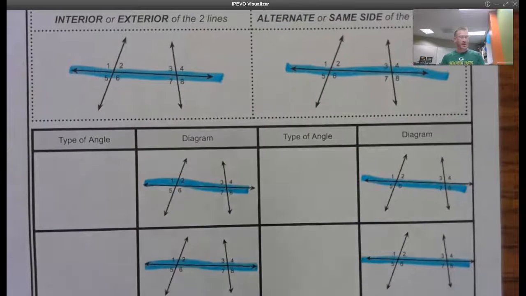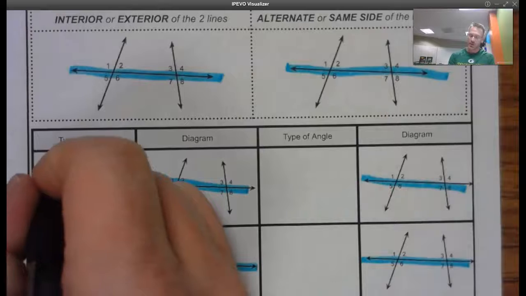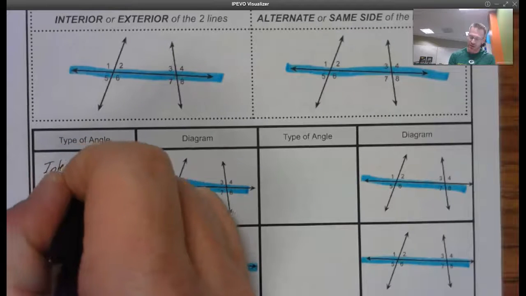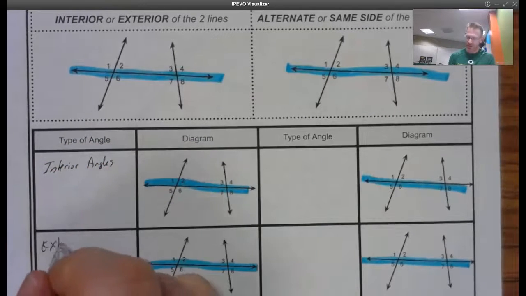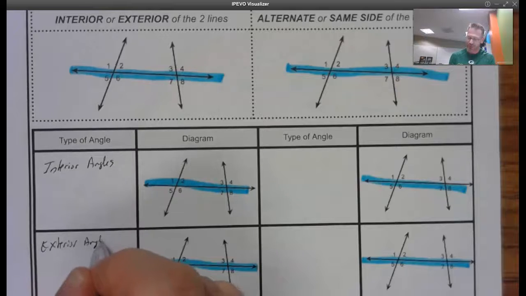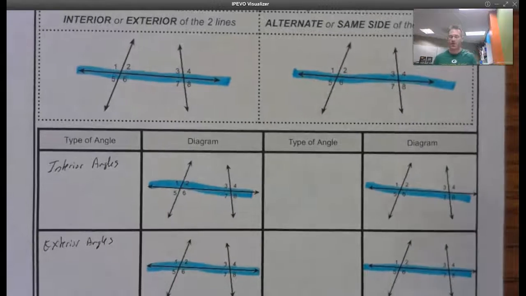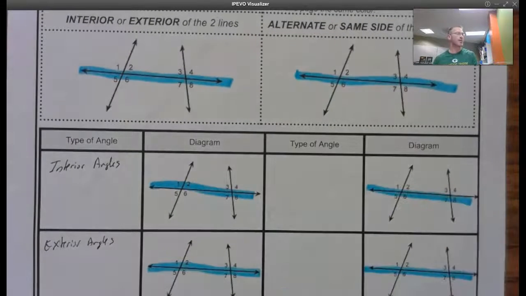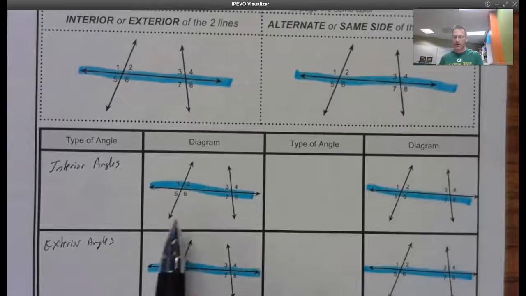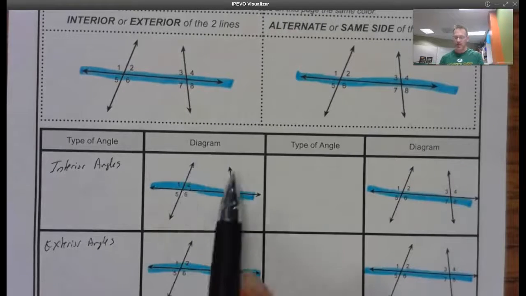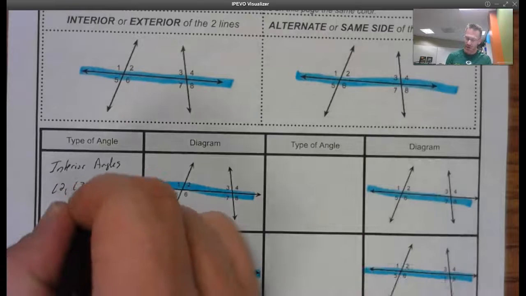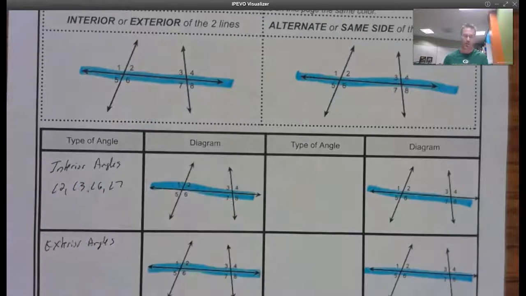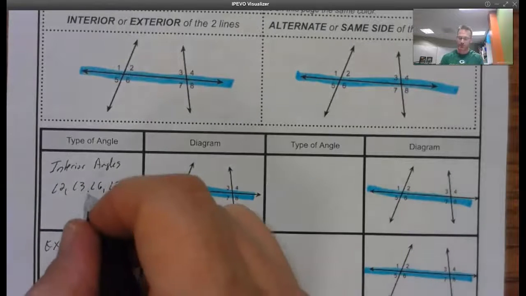All right, so interior angles, and we kind of hit this when we just went through. We have interior angles and we have exterior angles. When we're saying interior and exterior, we're talking about in reference to the two intersected lines. The angles that are inside the two intersected lines here would be angle 2, angle 3, angle 6, and angle 7. So those four angles are interior angles.